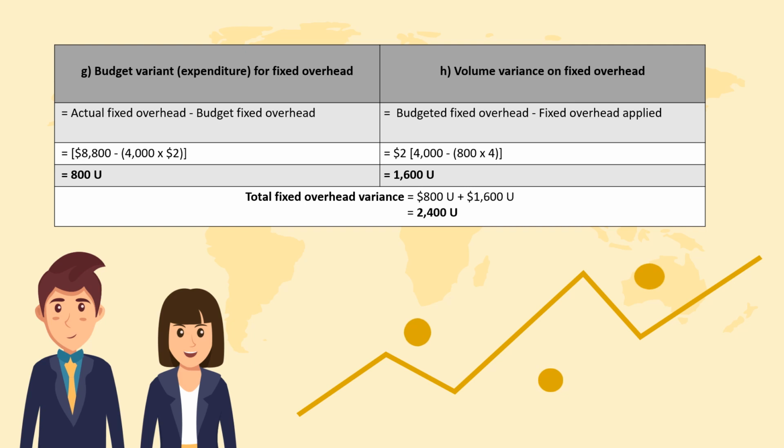For question G and question H, to find the budget expenditure variance for fixed overhead, the formula is actual fixed overhead minus budgeted fixed overhead. So we will get 8,800 minus 4,000 times 2. We will get 800 unfavorable for the budget expenditure variance for fixed overhead. For the volume variance on fixed overhead, the formula is budgeted fixed overhead minus fixed overhead applied, which is 4,000 minus 800 times 4, and then we multiply by $2 and we'll get 1,600, which is unfavorable. So the total fixed overhead variance is 800 plus 1,600, which will get 2,400, and it is unfavorable.